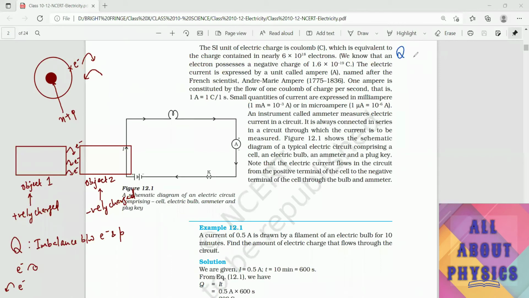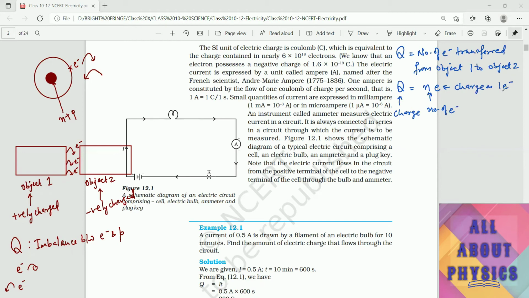So charge is the number of electrons transferred from object 1 to object 2, right? So we can write this as Q equals NE, where Q is the total charge, N is the number of electrons, and E is the charge on one electron.